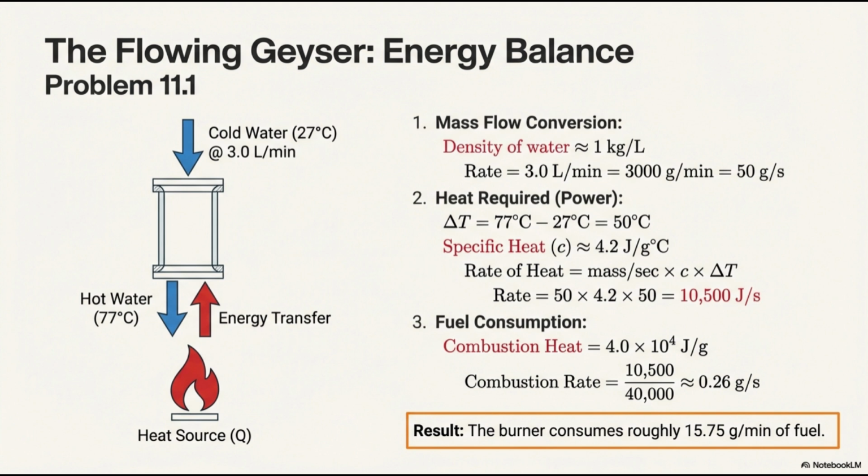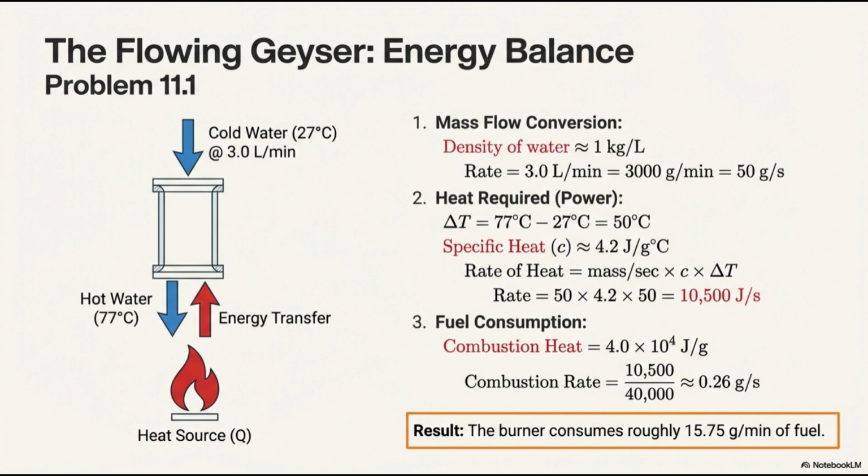Step 4. Calculate heat required per second. We use the heat formula. Heat equals mass flow rate × specific heat capacity × temperature change. The specific heat capacity of water is 4.2 × 10^3 joules per kilogram per degree Celsius.